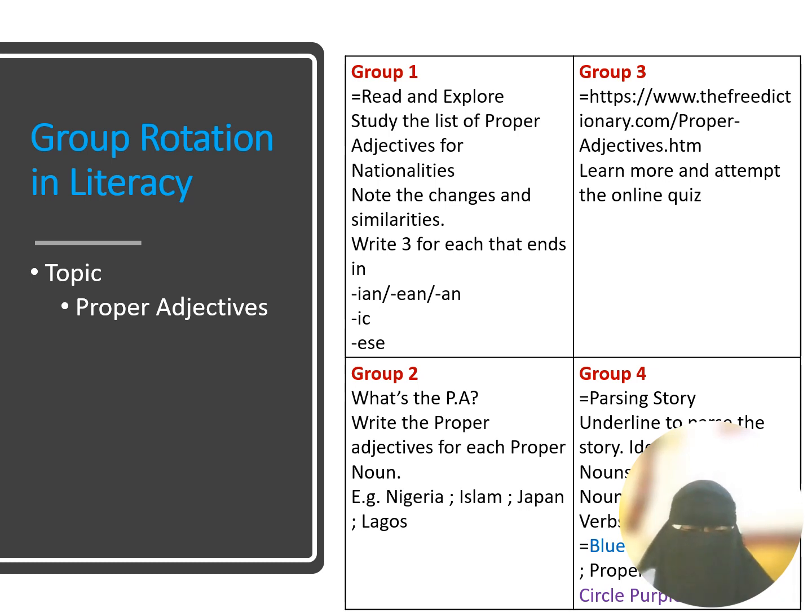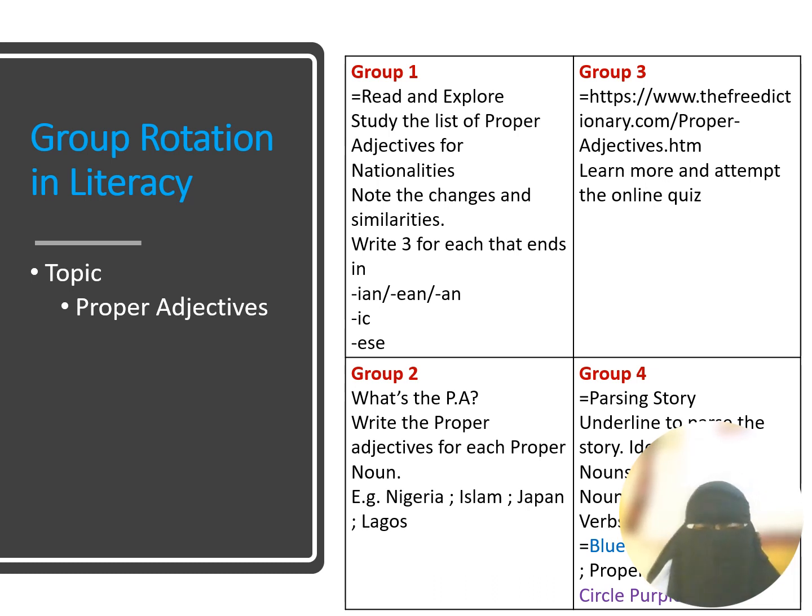Group 2 is going to write a proper adjective for each proper noun. So you have the proper nouns Nigeria, Islam, Japan, Lagos, and you want the kids to write the proper adjective for each of them. Nigeria becomes Nigerian, Islam becomes Muslim, Japan becomes Japanese, Lagos becomes Lagosian. So you have these activities for this group of students to do.